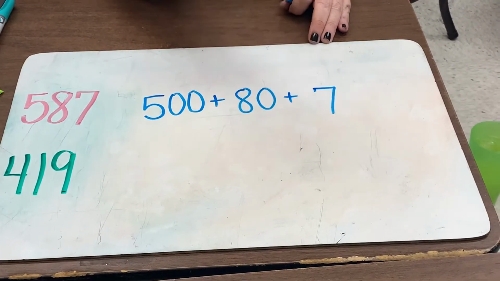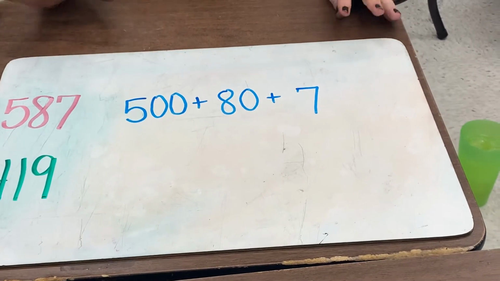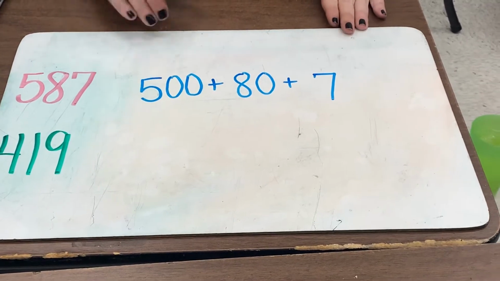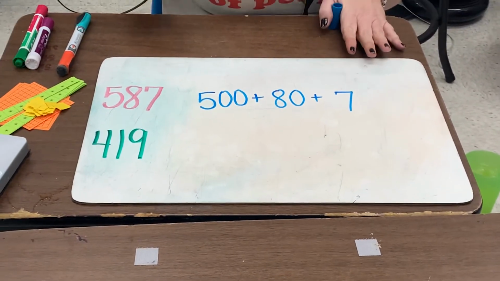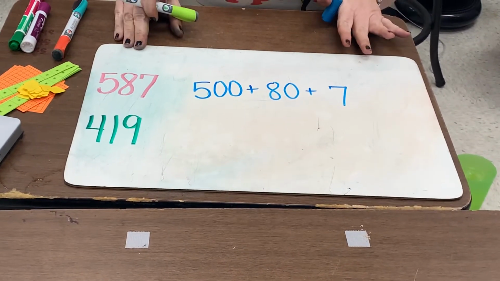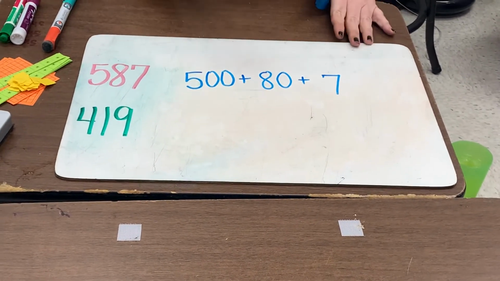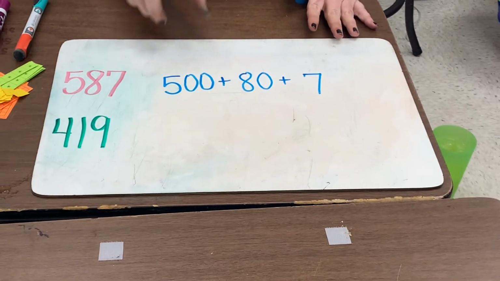Now, I'm going to talk to you about how expanded form can be your friend and help you with some of your other math activities that you have to do. Because when I have 587 written in expanded form, it makes it very, very easy to answer the questions: What's 100 more? What's 100 less? What's 10 more? What's 10 less? Because all I have to do is look at that place value.